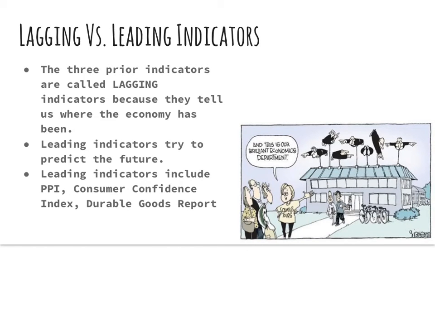Now, the three that I've just talked about are all lagging indicators because they tell us where the economy has been, not where it's going. Now, there are lots of what we call leading indicators that try to predict the future, but ultimately predicting the future, even in the economy with all of the science and all the technology we have, isn't going to help us predict fully where the economy is going. And the leading indicators include things like producer price index, consumer confidence index, and the durable goods report. We don't really get a whole lot into those, but the idea that there are indicators out there that try to predict where the economy is going for various reasons.